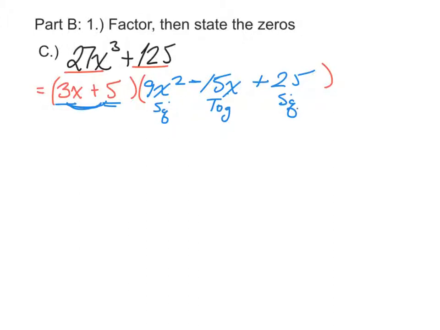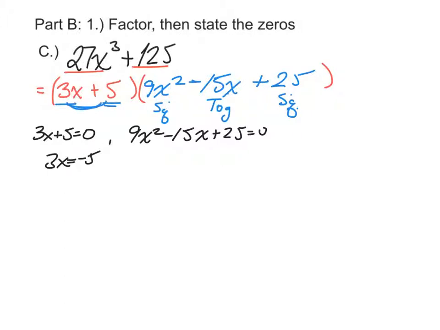Finally, to find the zeros, we're going to have to set each of these factors equal to 0, and then solve. That's not too difficult with the first one, because we'll subtract 5 and then divide by 3. So x equals negative 5/3. A nice easy one. But the second one will never be that nice. Every single time you'll have to use a quadratic formula in order to solve it.